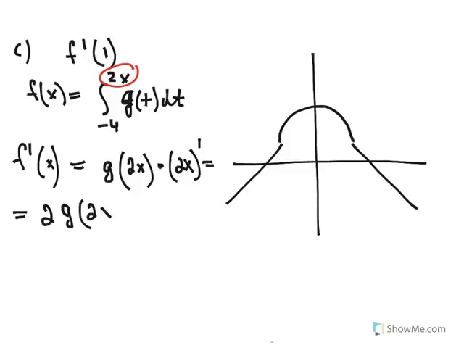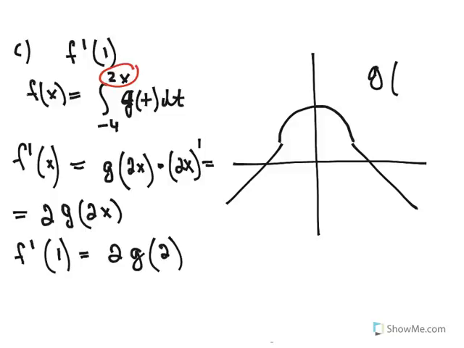2 times g of 2x. Now it says find f prime of 1, so let's plug in 1. So it's 2 times g of 2 times 1, which is 2. This is a function of g of t. Now we just need to find g of 2. But g of 2 is, I think it's 1. Let me see. This is 2, and this is 1. g of 2 is 1. Yes. So we get 2 times 1, and the answer is 2.